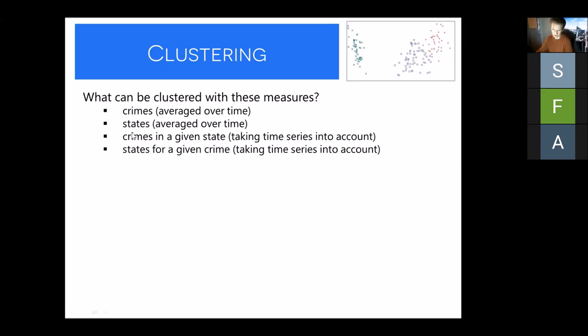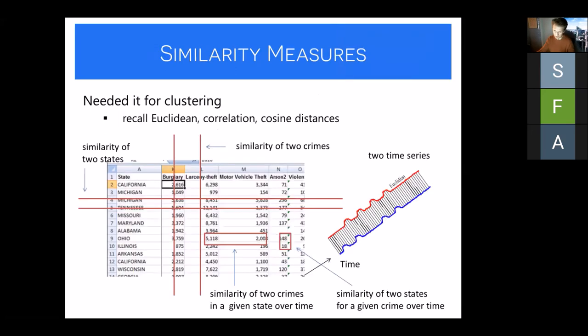You can do the same thing also with states. You can average them over time and compare them in terms of the crimes. So you can do the crimes in a given state, taking a time series into account, or states for a given crime, taking a time series into account. Then you compute the crimes for all the different states, but use the time series vector to compare them. You can compare the times or the crimes or the states.